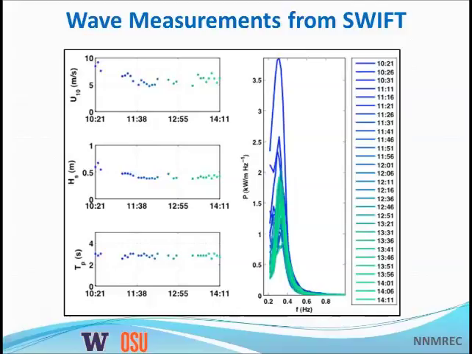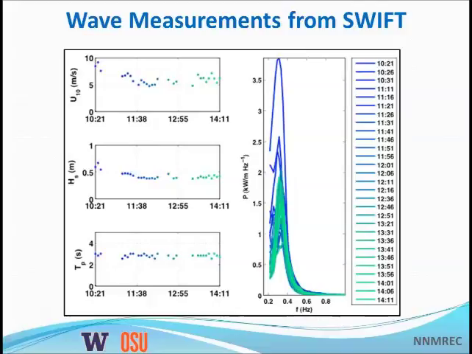In the middle plot on the left-hand side, we have the significant wave heights. They started off on the order of about 0.7 meters and decreased to a little bit under 0.5 meters. In the bottom left-hand, we see the dominant wave period at the site, which was about 3 seconds throughout the day. On the right-hand side of the plot, we see the wave spectra.